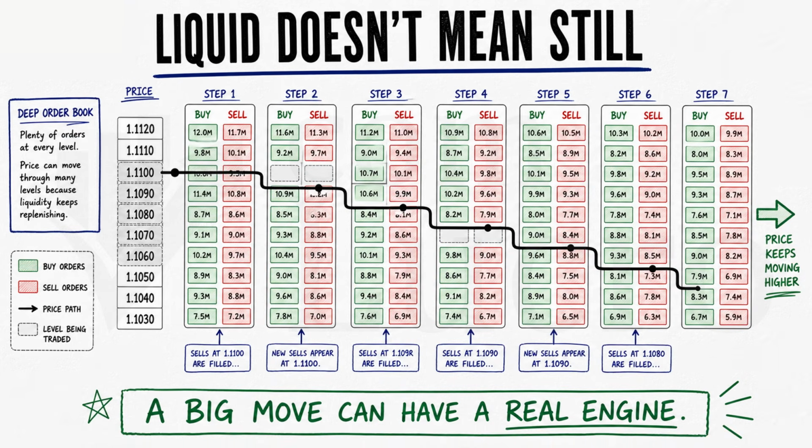Now, liquidity does not mean price stays still. That is the first mistake people make. A liquid market can travel a long way. In fact, the cleanest big moves often happen when liquidity is deep, because there is enough participation for price to keep finding the next level, instead of jumping around nervously between empty spaces.